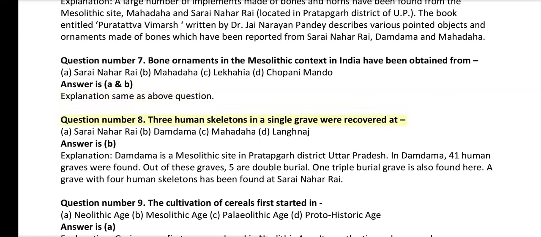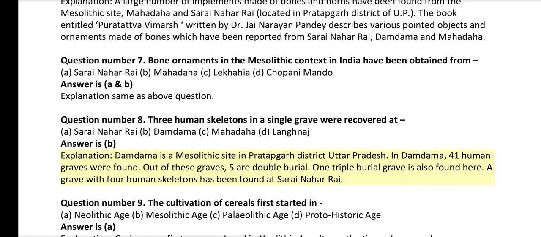Question number 8. Three human skeletons in a single grave were recovered at A. Sarai Neher Rai, B. Damdama, C. Mahadaha, D. Langnaj. Answer is B.